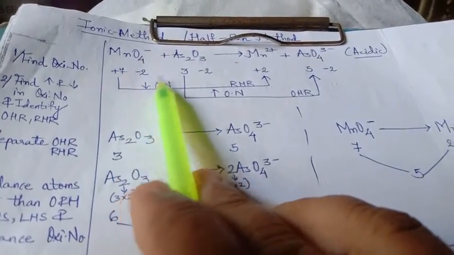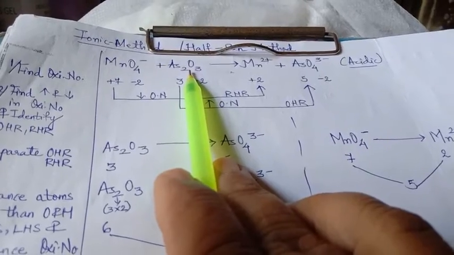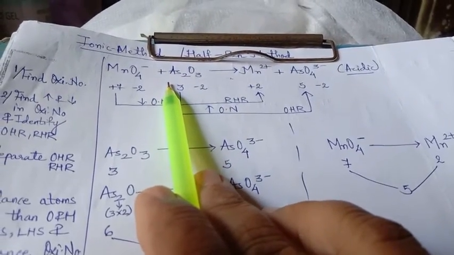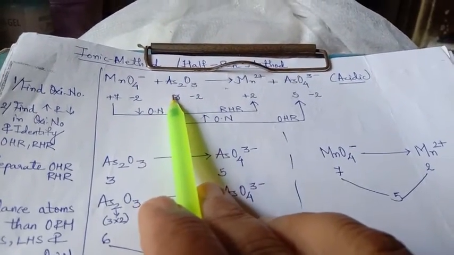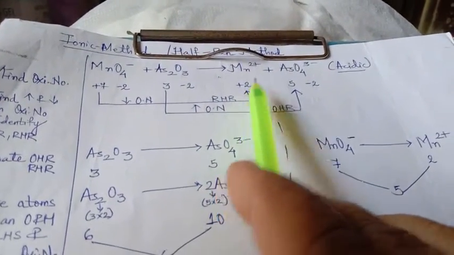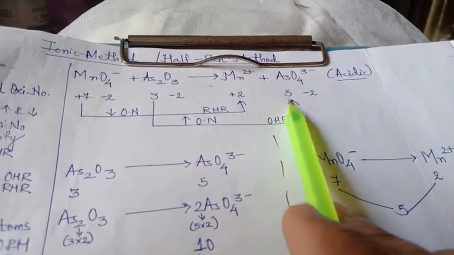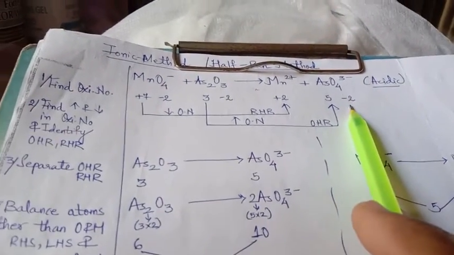O is minus 2, here also O will be minus 2, so 3 2s are 6, and 2x is equal to 6, so x is equal to 3. Mn is already plus 2 given over here, and here again we need to find out for the As, that is 5, oxygen minus 2.